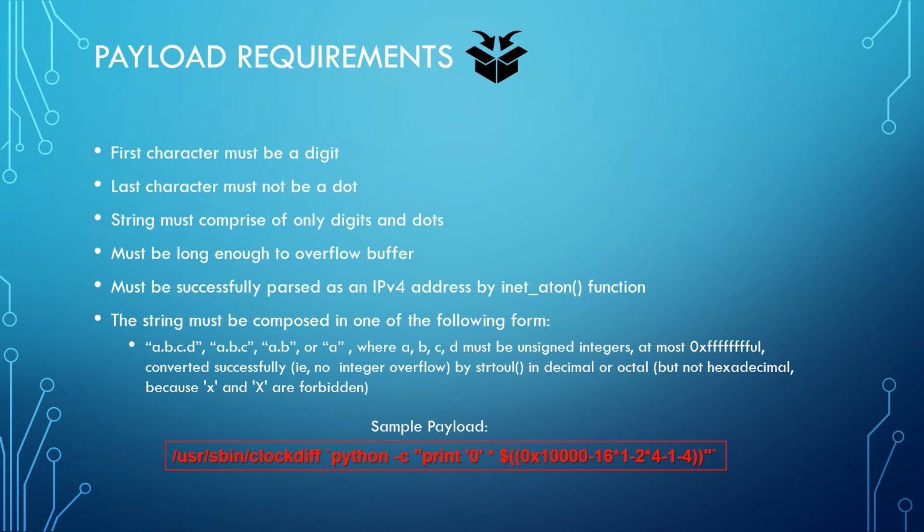The initial overflow must only be composed of digits, which have to be unsigned integers, and dots due to the integrity checking noted on the last slide. Direct injection of hex addresses is not possible because X cannot be supplied to the function. The data has to pass parsing by the inet_aton function. A sample payload is provided in Python.